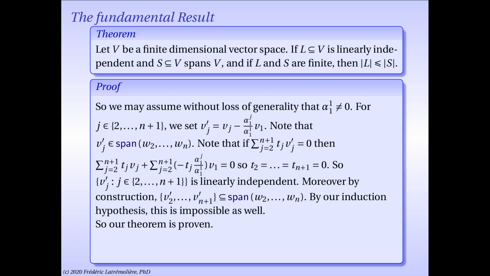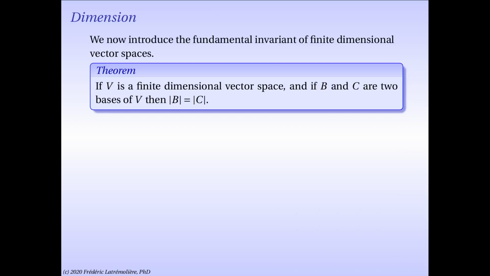It is impossible to find a linearly independent family of n plus 1 vectors inside the linear span of n vectors. And so, as we have discussed, this concludes our theorem. So we now introduce a fundamental notion, the dimension of a finite dimensional vector space. So let's start with a corollary of our main result.